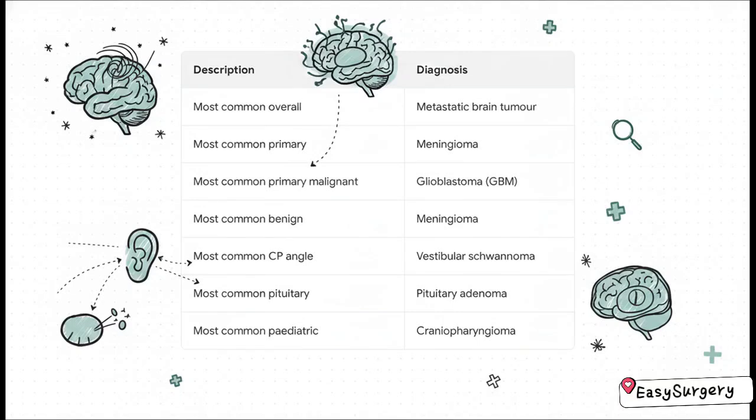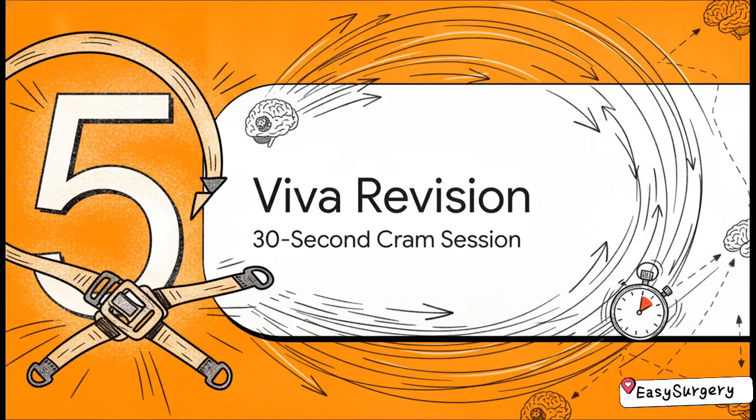Description: most common pituitary tumor. Diagnosis: pituitary adenoma. Description: most common pediatric suprasellar tumor. Diagnosis: craniopharyngioma. Section 5, 30-second Viva revision.